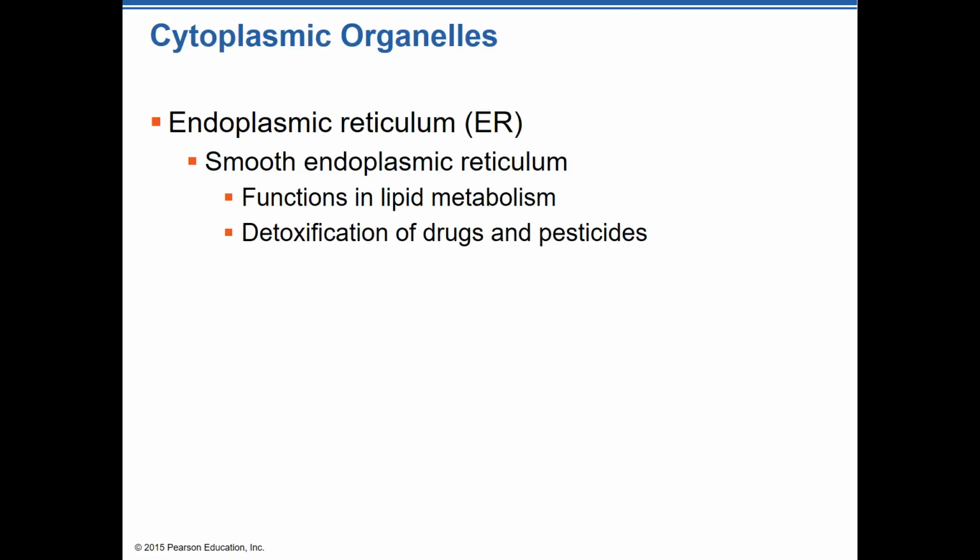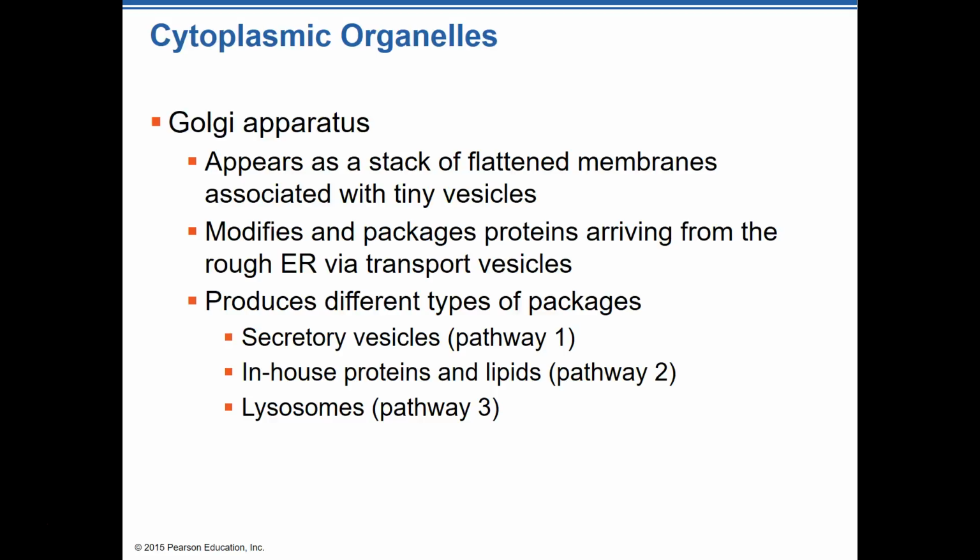And this is just going through that. There you go. Smooth endoplasmic reticulum functions in lipid metabolism, and it also works to detoxify drugs and pesticides from within the cells. So rough endoplasmic reticulum is primarily designed for protein synthesis. Smooth metabolizes lipids, which is an important thing, and detoxifies the cells, which in turn detoxifies the whole body. The Golgi apparatus, this weird looking little stack of flattened membranes, basically modifies and packages the proteins coming from the rough endoplasmic reticulum via those transport vesicles.